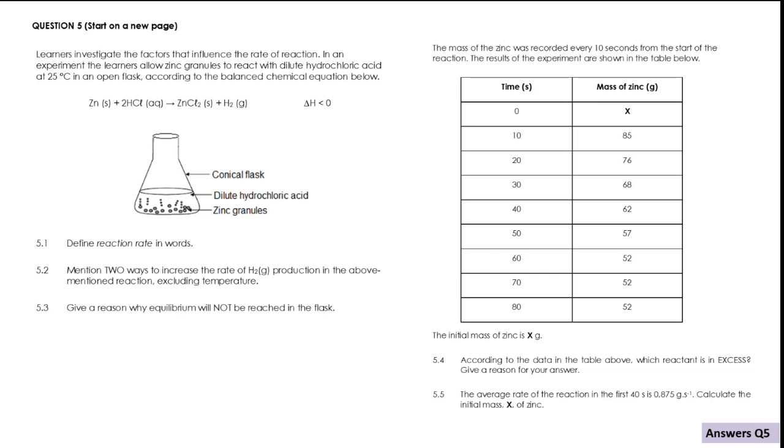Now, question 5.3. Give a reason why equilibrium will not be reached in the flask. Oh, well, look at this. What did they tell us? We are told that this is an open flask, hence this is not a closed system. As a result, the hydrogen gas will escape. And once again, this is not even a reversible reaction as well. There's another point.